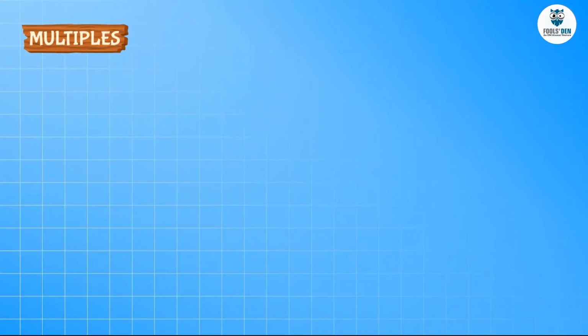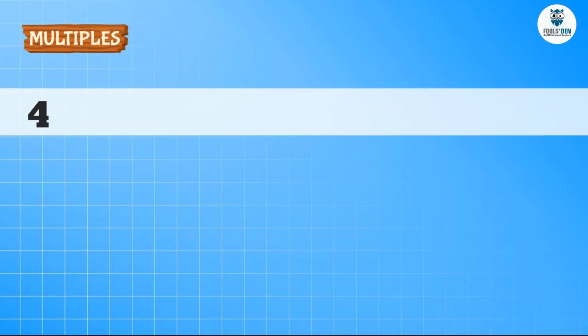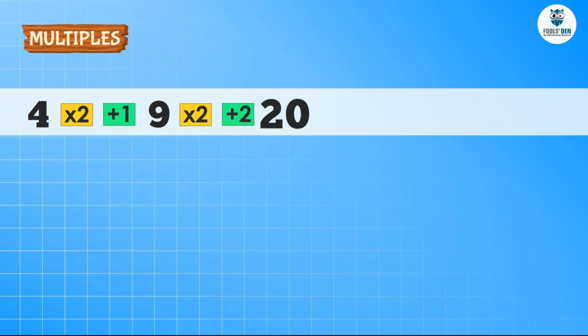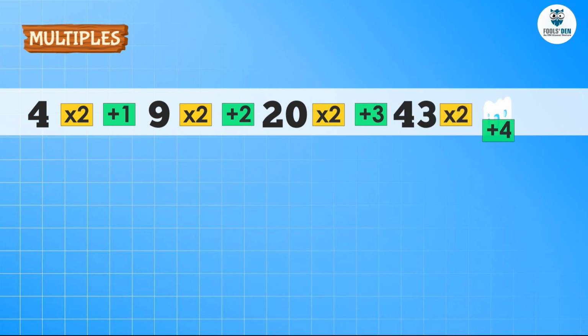Now let's see how else can this question be changed. Let's take an example. 4 into 2 plus 1, 9. Into 2 plus 2, 20. Into 2 plus 3, 43. Into 2 plus 4, that's your answer, 90. So here if you see the number that is getting added, that is 1, 2, 3, 4, we are changing these numbers. We are not keeping it constant as the previous question.